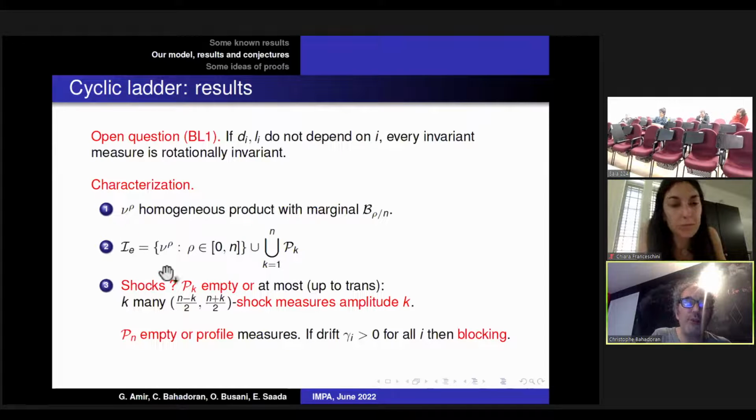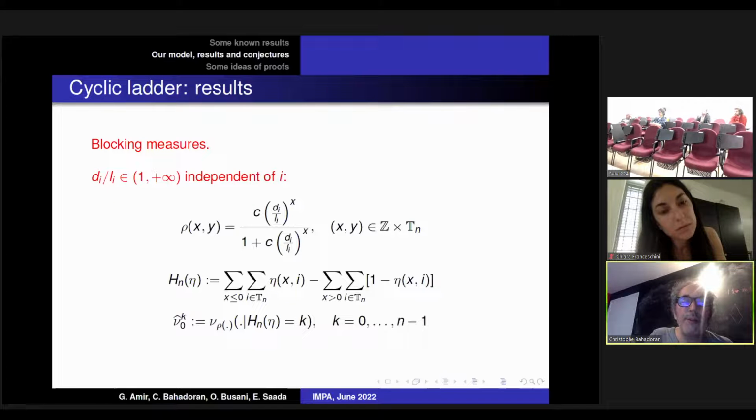We can give a general structured theorem where there are the measures which are invariant in the infinite directions, and there are possibly a finite number of shocks of different amplitudes ranging from 1 to n. But we can answer the question of Bramson and Liggett, and we can prove that any invariant measure is rotationally invariant. Okay.